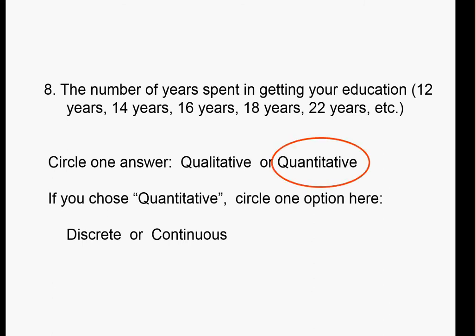Also, those quantities are the result of counting 12, 14, 16. These are the result of counting. They take integers, they're all whole numbers. So this is a discrete quantitative variable.